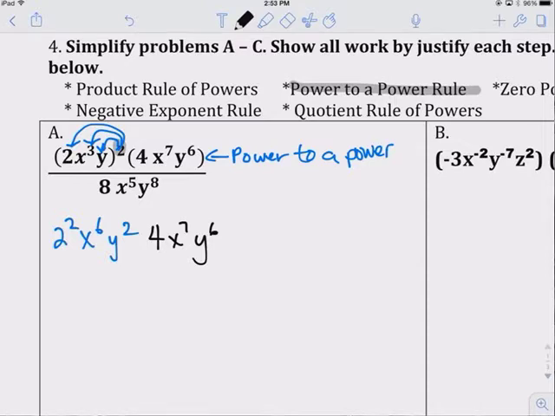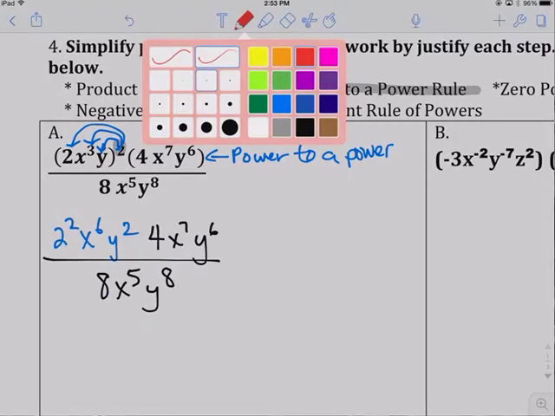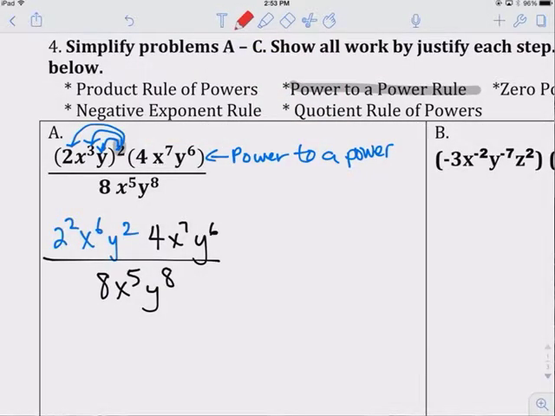Okay, 8, x to the 5th, y to the 8th. What are you going to do next now? Wait. You do the quotient rule of powers. Not yet. Look at the top.